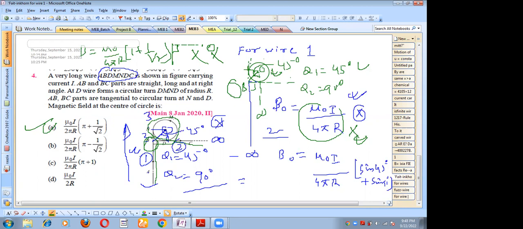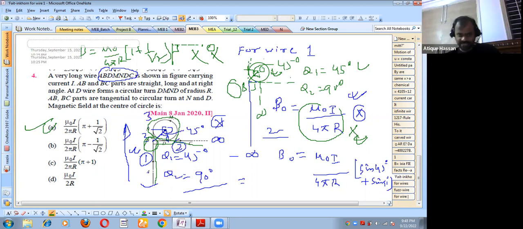Yes, sir. Actually the point O is not exactly at the half point. It is slightly above the turning point. That is why theta 1 becomes 45 degree and theta 2 becomes 90 degree. We calculated mu naught I by 4 pi r only when that point was exactly at the end. But here the center O is not exactly at the end. Understood? So this is a JEE Main question, not much easy. You have to be very careful while considering the angle. Let us do more questions based on this so that we can clarify it.